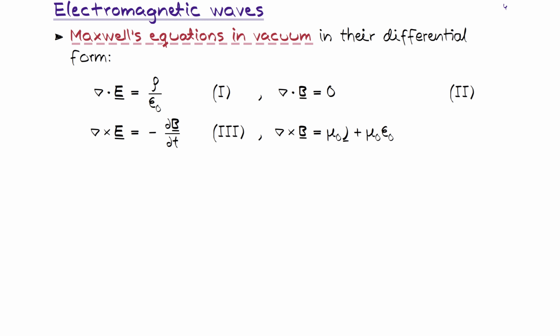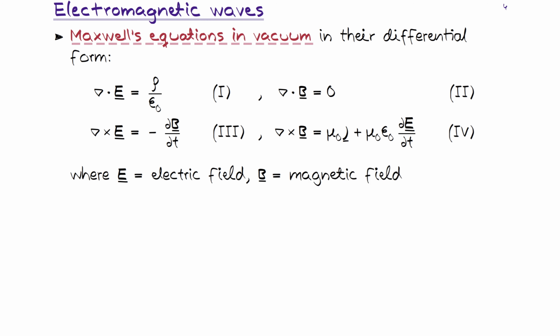And then we have a term of vacuum permeability mu naught times the vacuum permittivity epsilon naught times the time derivative of the electric field. And this is the fourth equation, known as Ampere's circuital law with Maxwell's correction. So essentially Maxwell added this term, the time derivative of the electric field, so that we have a full picture that gives rise to electromagnetic radiation.